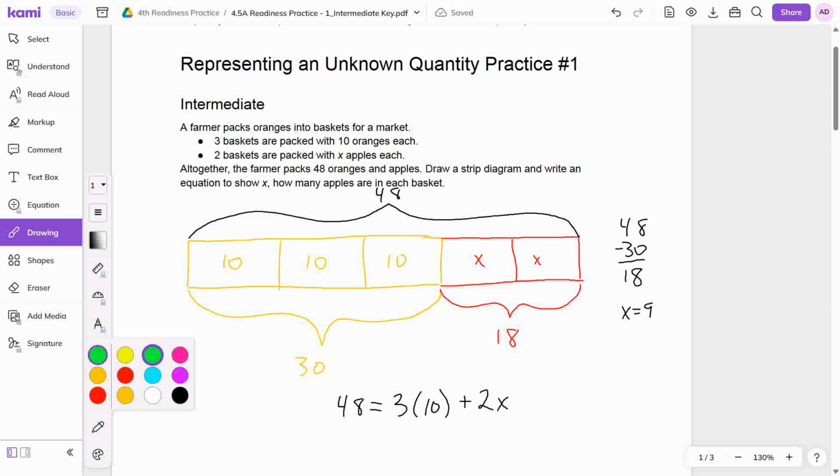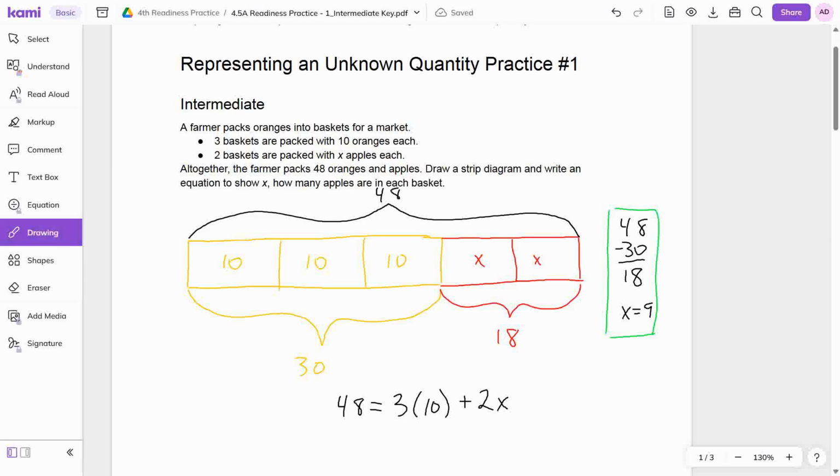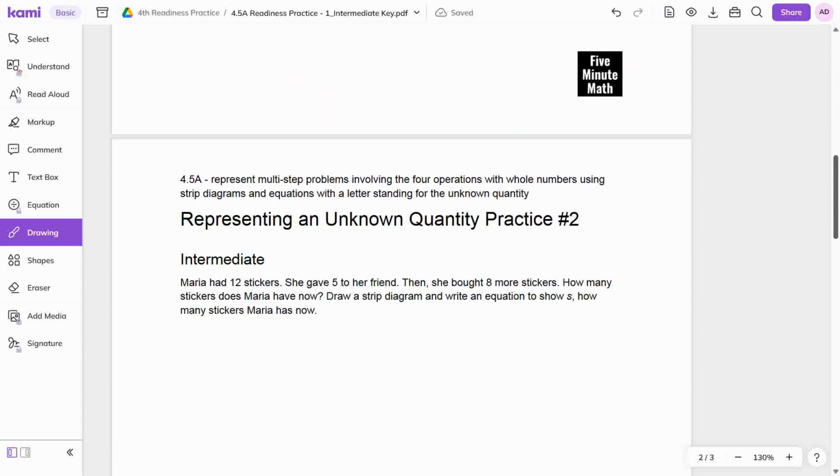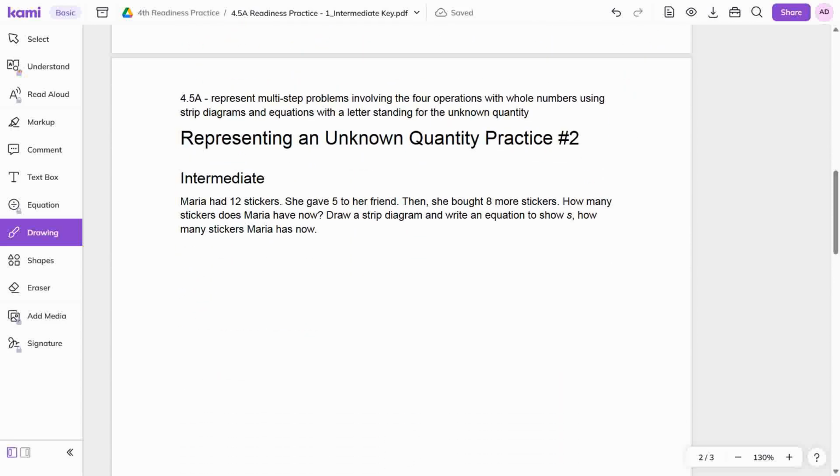So this over here is just kind of bonus. We didn't really need to do this, but this is eventually what we're going to need to do in middle school, solve for x. Right now, we're just drawing representations and equations that represent how we can eventually solve for x.